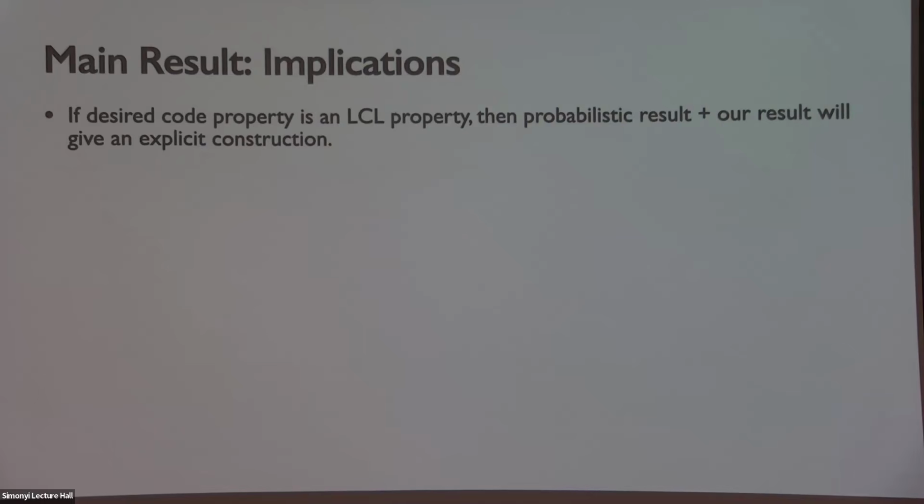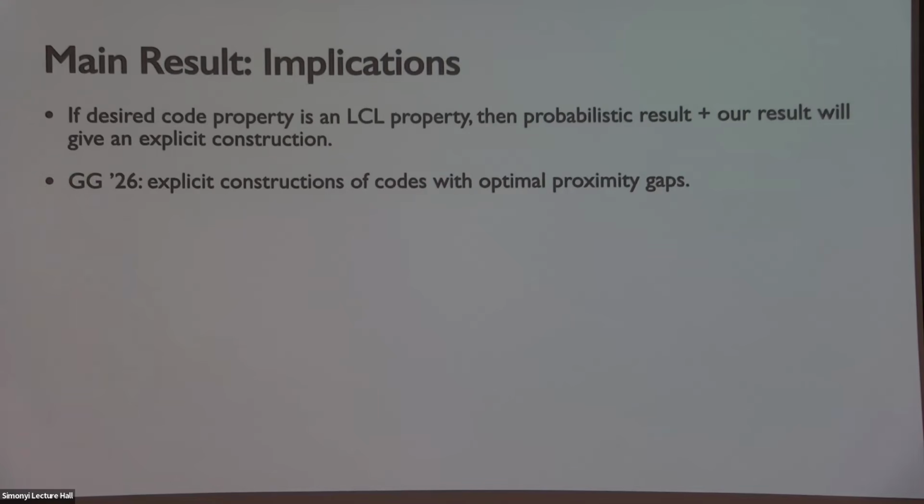So what are the implications of this? The first implication is that if in the future someone needs a code property, and if it's an LCL property, then if they prove probabilistically that codes with some parameters exist, so if they prove a probabilistic result, then they can simply use our result as a black box and get an explicit construction for it. In fact, it has been used in this manner by Goel and Guruswami, where they recently constructed codes with optimal proximity gaps by using this outline that I have mentioned in the first point. So that is one thing.